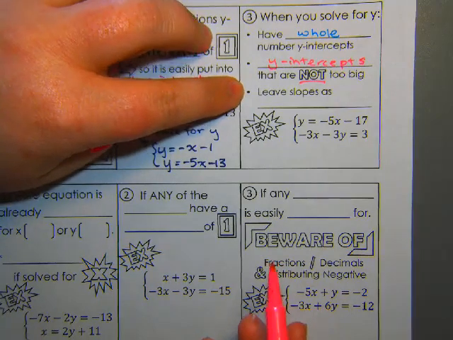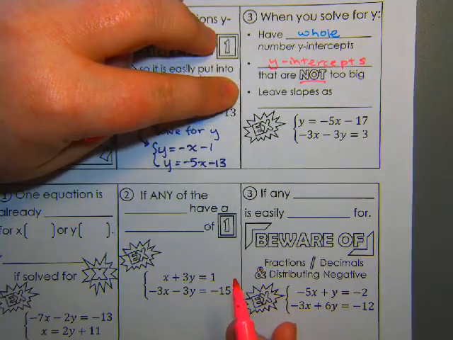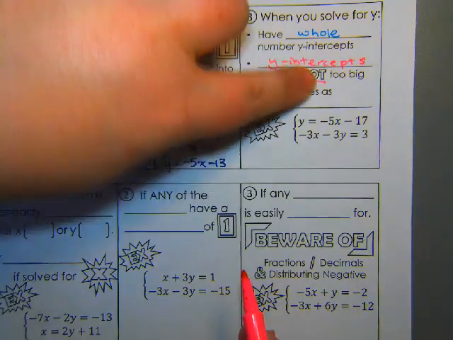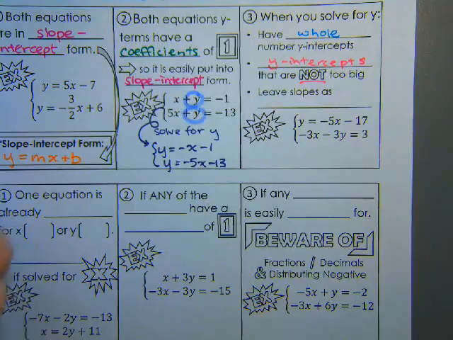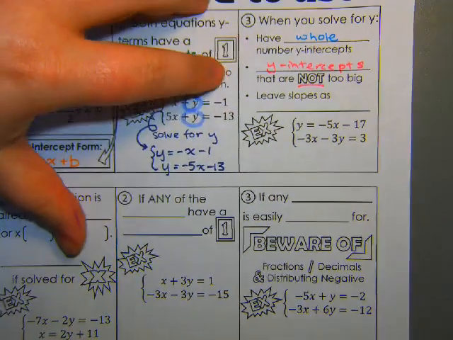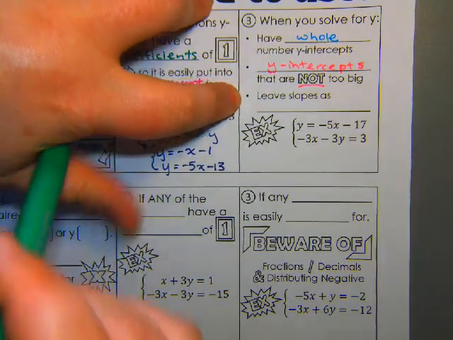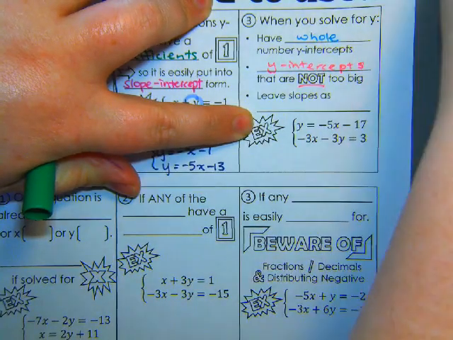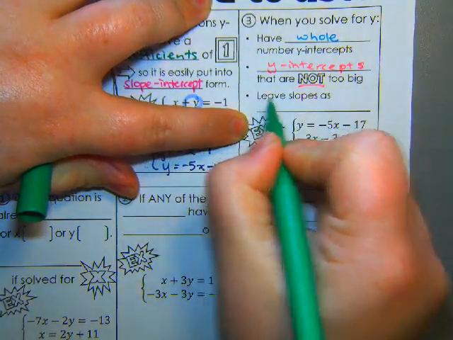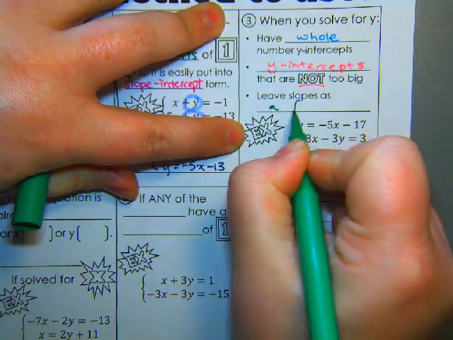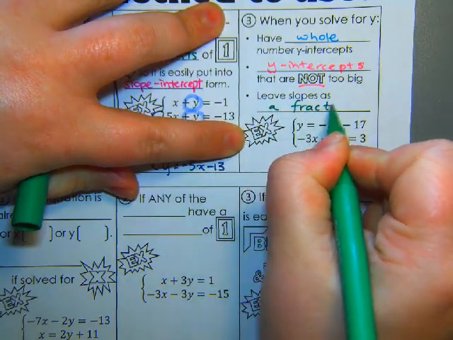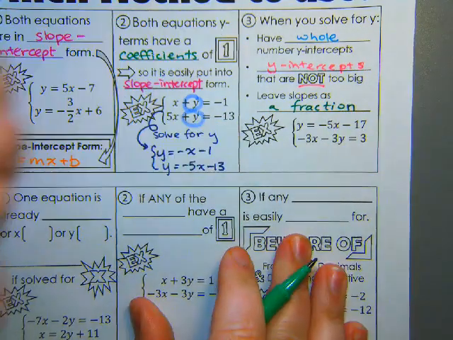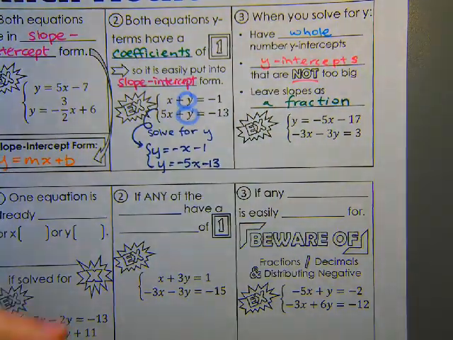In addition to that, it's going to probably be a really weird place that they cross that you'd have to make a really big graph for it. So you want y-intercepts that are not too big, and you want them to be whole numbers. And then lastly, even though you don't want the y-intercept as a fraction or a decimal, you do want to leave slope as a fraction, because remember that tells you whether to go up or down and then to the right.